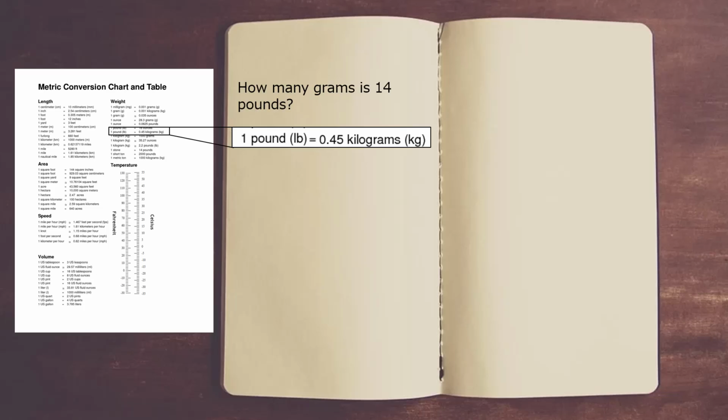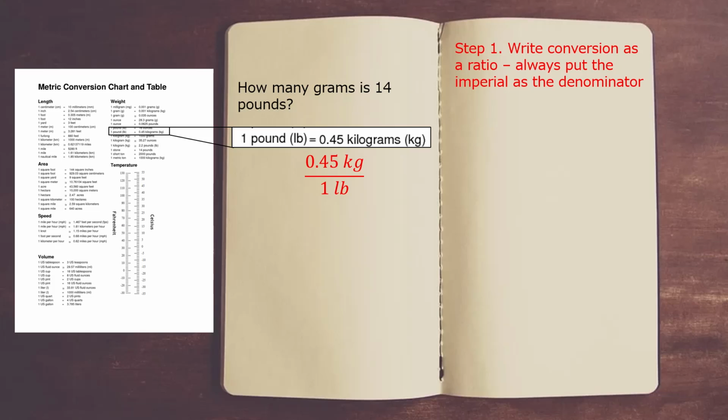And here it is. We know that there are 0.45 kilograms in 1 pound. So we can figure out how many kilograms are in 14 pounds and then scale down to grams from kilograms. Okay, so step 1, we want to turn the conversion information into a ratio with the imperial unit in the denominator. This is important. Imperial units go in the denominator. So in this case, it would be 0.45 kilograms per pound.